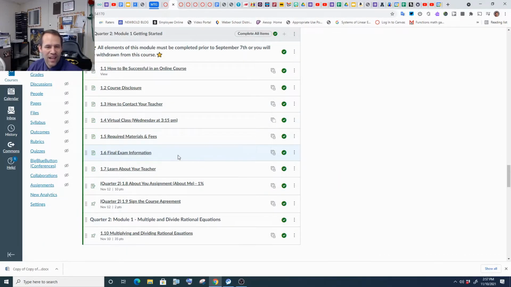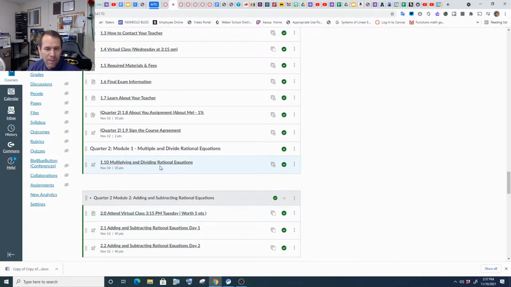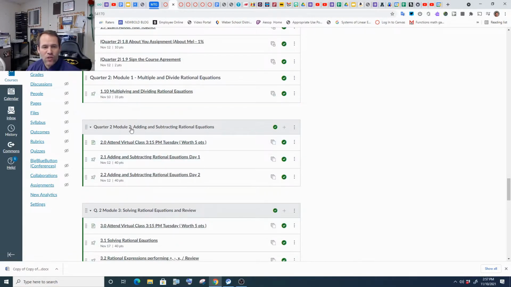And there we go. So going over our math, last time we talked about all these different things that you need to view. They're locked, and so you definitely want to complete all the items before it'll open up your first module, which was multiplying and dividing rational equations, and then quarter 2, module 2, adding and subtracting. So first of all, they recently told us, I don't know if this is going to change from year to year, but as of right now, the online principal, Mrs. Jennifer Boyer-Thurgood, said to open up all the modules and let you work at your own pace.